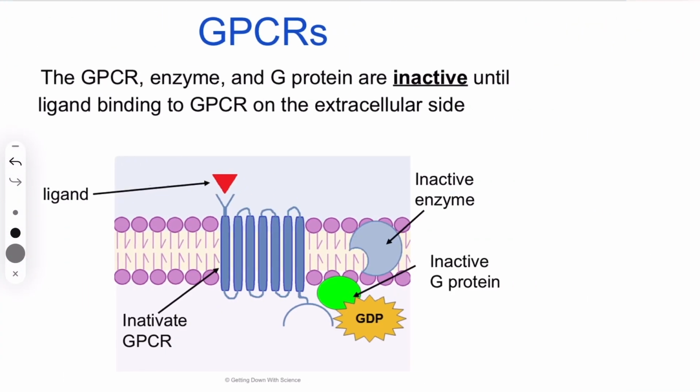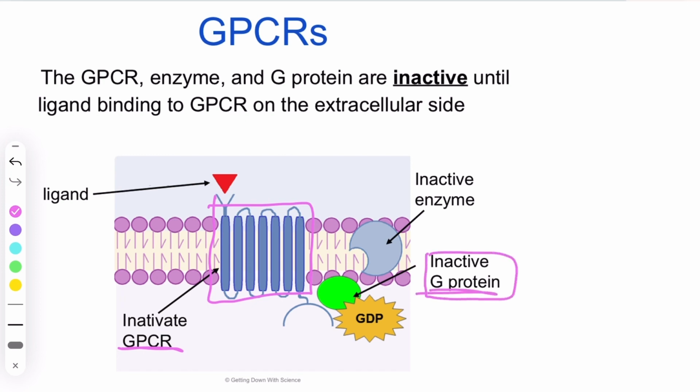So I have this GPCR, my receptor. I have an enzyme, and I have a G protein. And these are inactive until a ligand binds to my receptor. So let's label our picture here. This snake-looking guy here is my G protein coupled receptor. Okay, this is my G protein. These are coupled together, hence the name. Okay, so a ligand, step 1, is going to bind to my receptor.